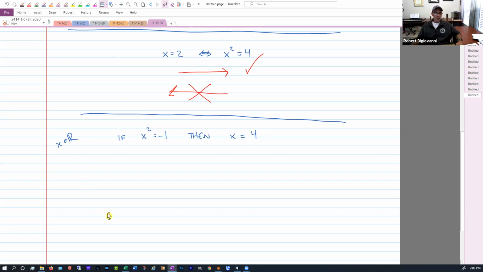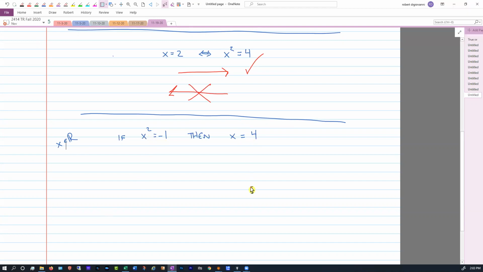Is this a true statement? If x squared equals -1, then x equals 4. Is that true or false? False. Seems like it would be, right?